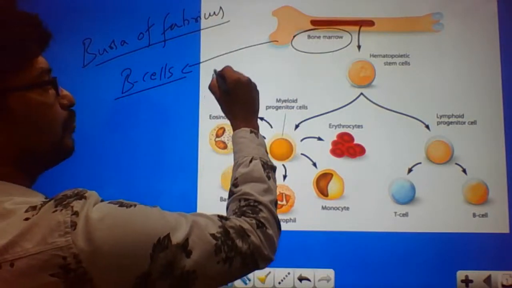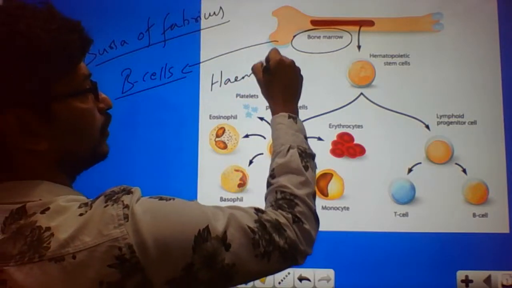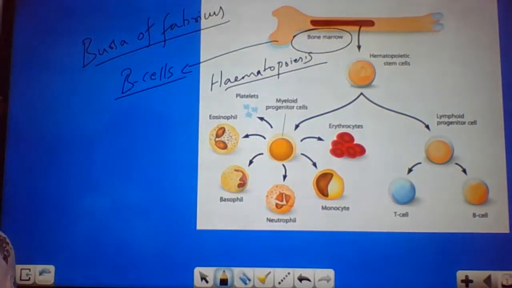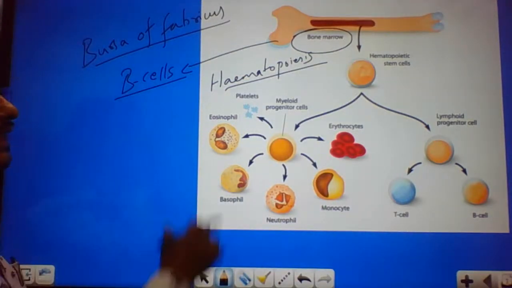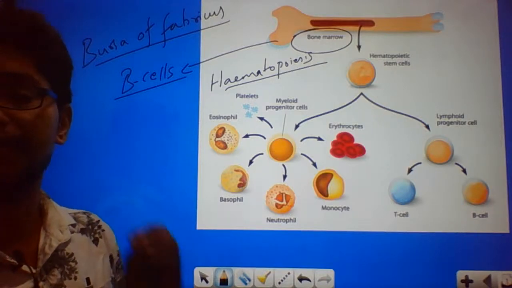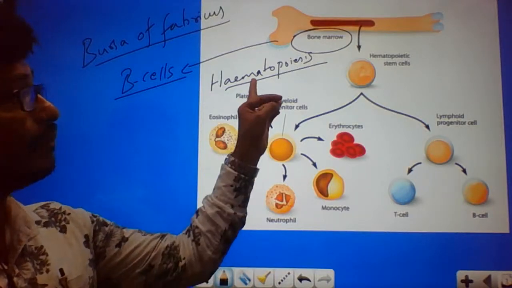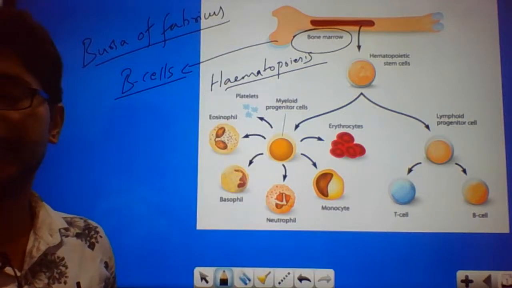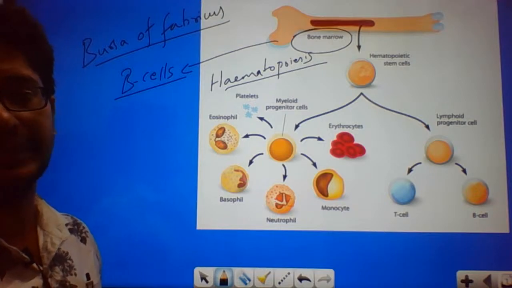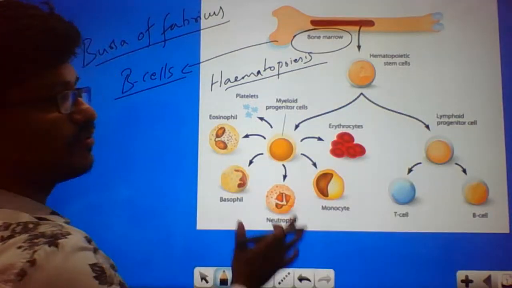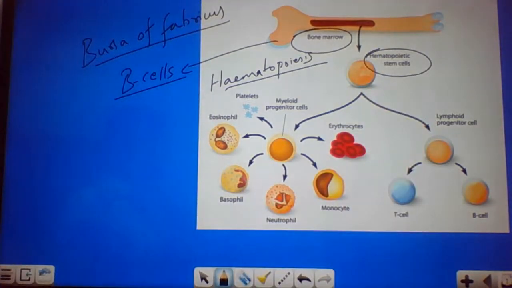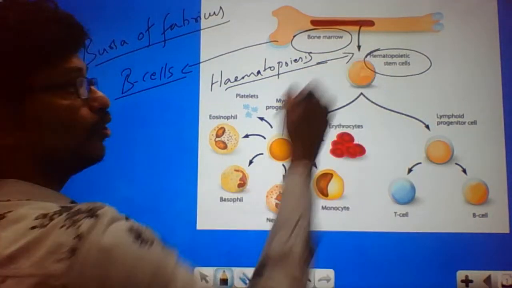The bone marrow plays a very important role in hematopoiesis. What is hematopoiesis? Hematopoiesis is the generation or formation of the blood cells. It is the proliferation or production of blood cells like RBCs and WBCs, all the different types of cells, produced from precursor stem cells. We call them hematopoietic stem cells, by the process called hematopoiesis.